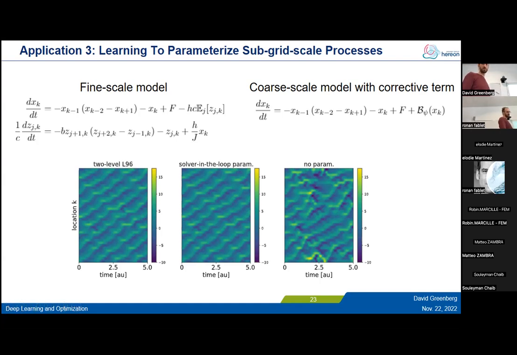And other groups have done this as well, with a whole bunch of other techniques as well. But what we wanted to emphasize here is using the derivatives from the learned emulator to actually learn this parameterization. And it did work for this task, again, in a very simple toy model.